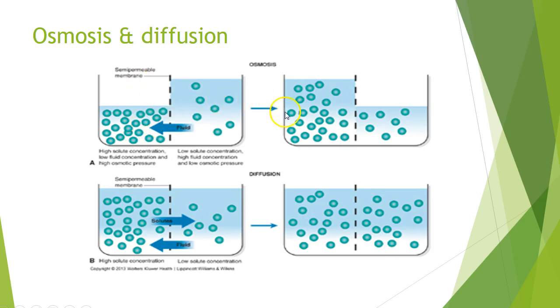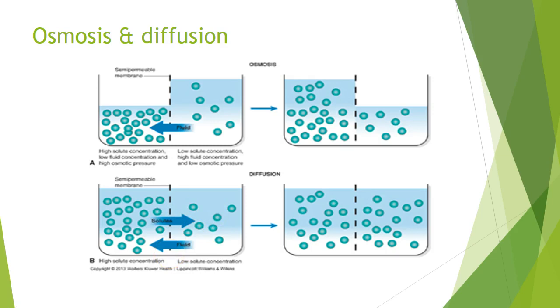That's basically osmosis. And then in diffusion, we have the movement of fluid. So we have an osmotic movement of fluid from this low concentration of solutes to this high concentration of solutes, but we also have solutes moving from this high concentration to this low concentration. So you have both moving.